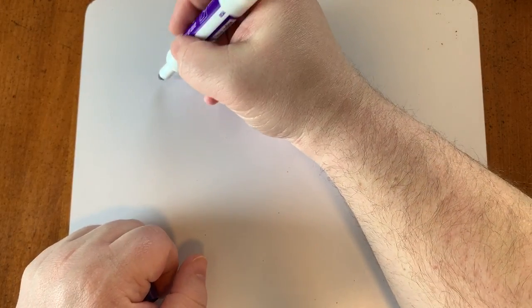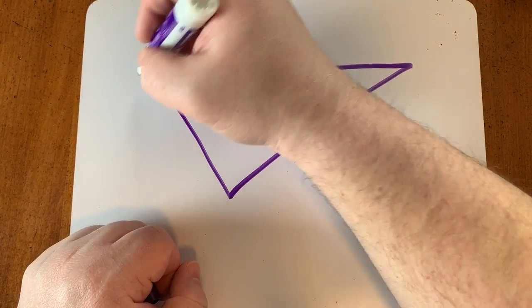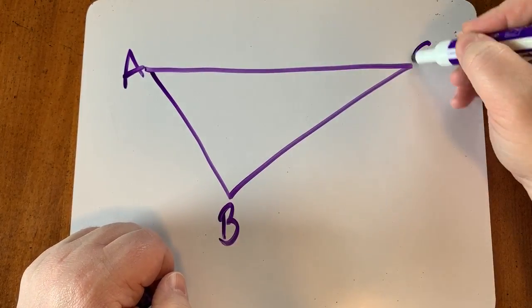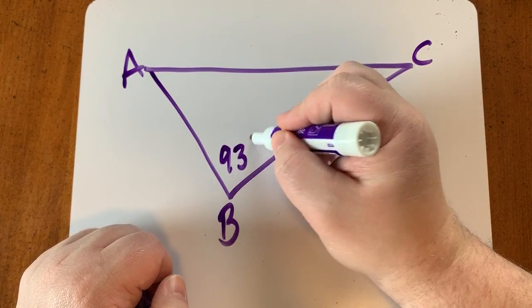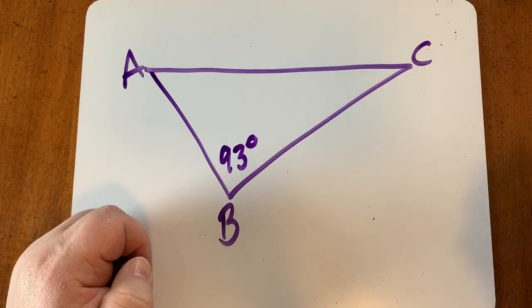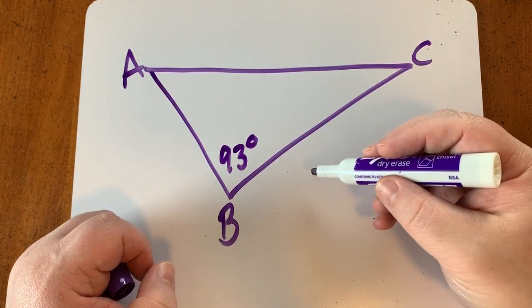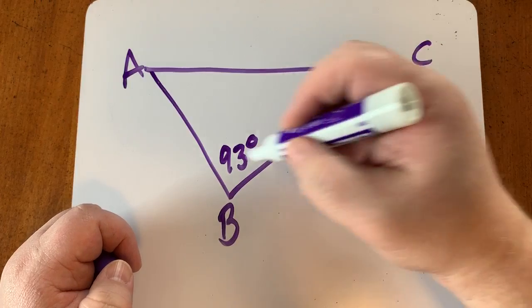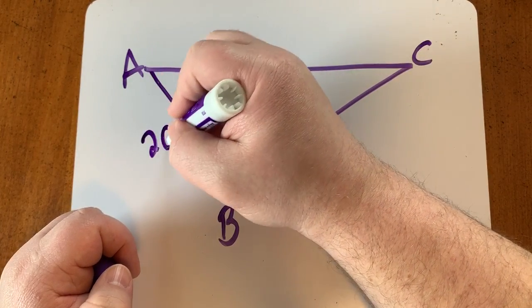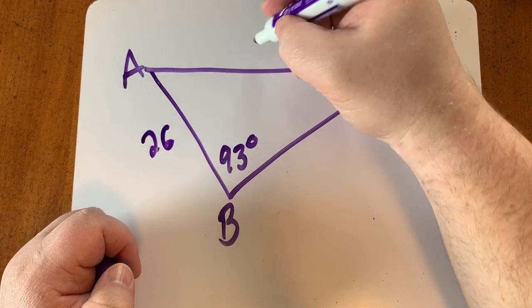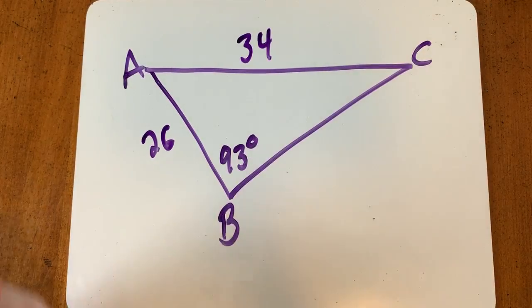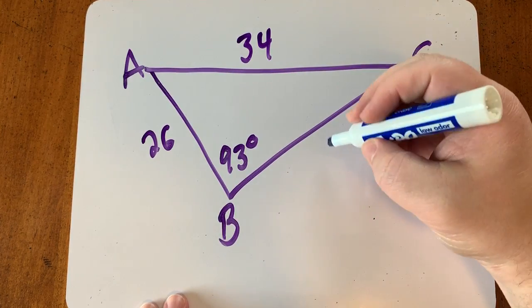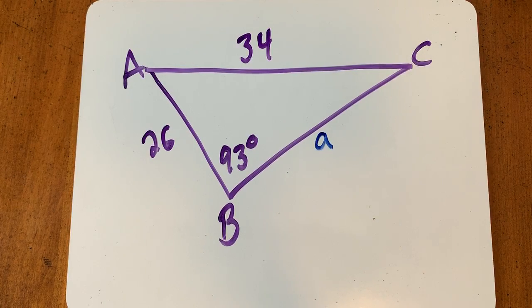But let's try this again. Let's say we had triangle ABC again. Let's use the same 93 degrees at B, but instead of having 26 and 34 here, let's do a 26 and 34 there. So we're still missing angles A and C, but we're also missing side A.